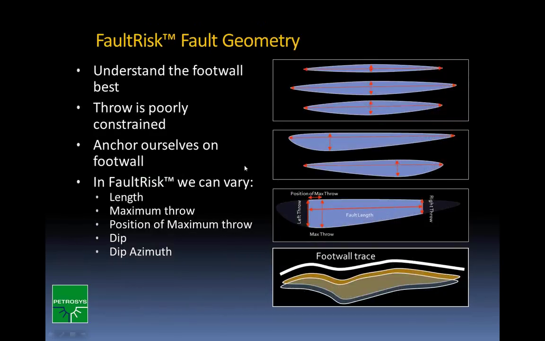FaultRisk uses the idea that we really understand the footwall best, and the throw is the thing that's probably fairly poorly constrained. So we're going to anchor ourselves on the footwall, and in the Monte Carlo simulation we're going to vary the amount of throw, the length of the fault, the position of maximum throw, where that position is, and also we'll truncate the fault if it's truncated, whether that's due to the trap not extending that far or whether there is more than one fault joined together.